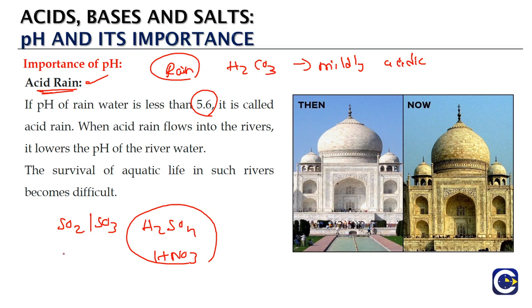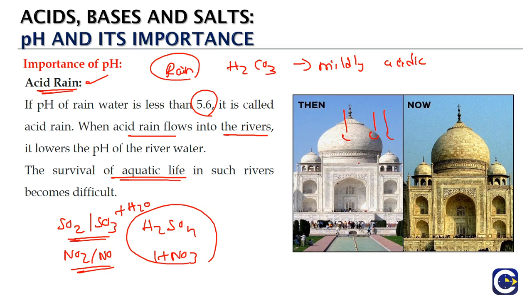oxides of sulfur and oxides of nitrogen. When these oxides of sulfur and nitrogen dissolve in water, they will give the corresponding acids, and when these acids mix with the acid rain and it flows into rivers, it can cause severe problems for the survival of aquatic life. Even when this rain falls on monumental structures, they will lose their shine, and the property of the marble will get affected. So these are some of the effects of acid rain.